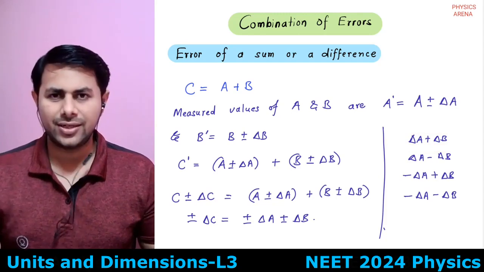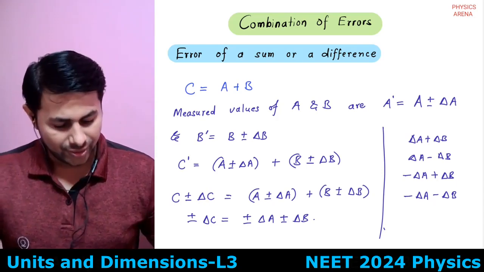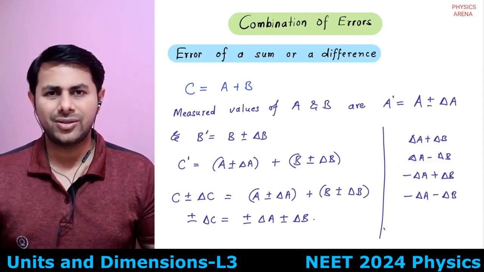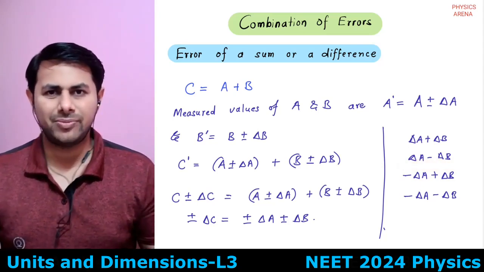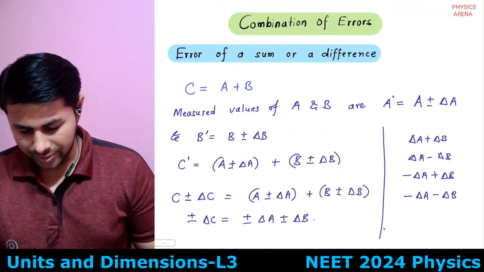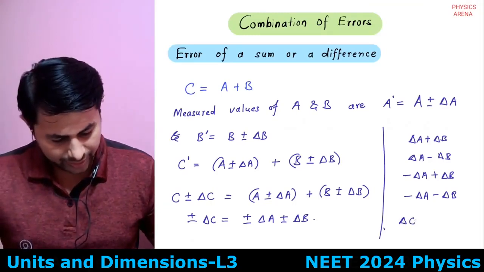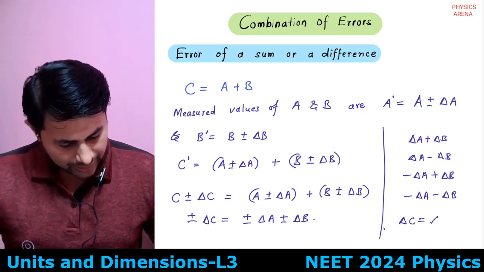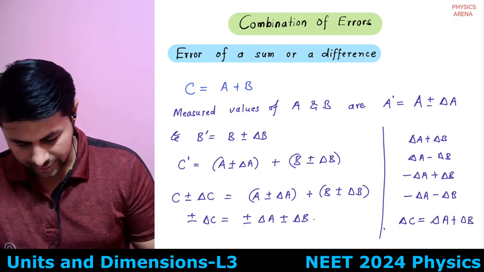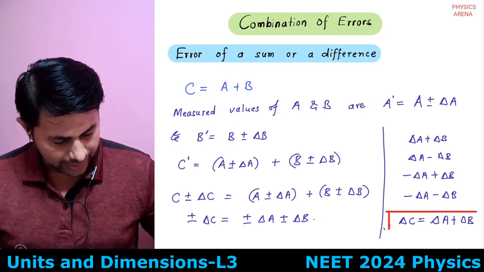Okay, so as I said, it doesn't matter whether error is positive or negative, it is an error. So we don't subtract errors. Okay, we always add them because we need to find out what is the maximum possible error in the resultant quantity. Okay, so we can write delta C is equal to delta A plus delta B. So this is the error in addition of two quantities.